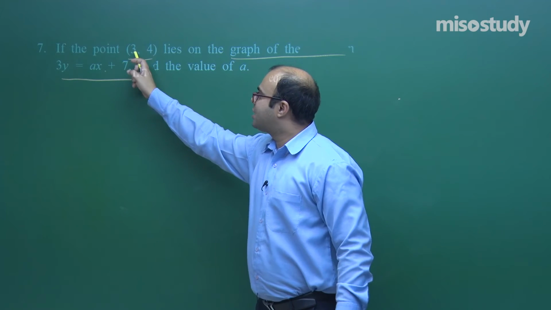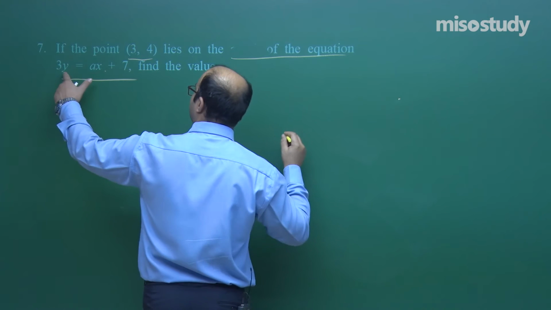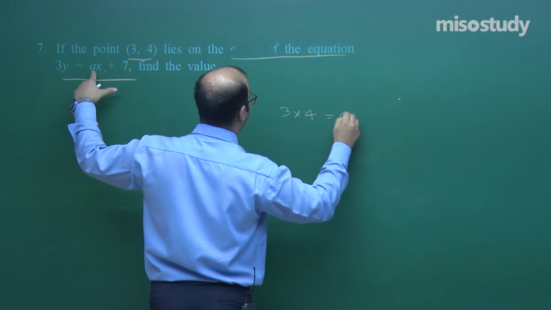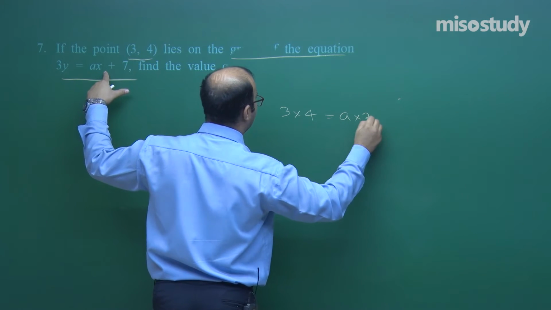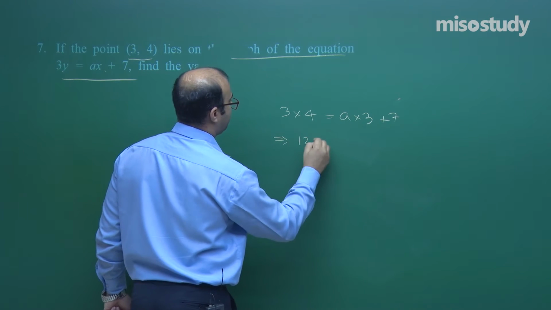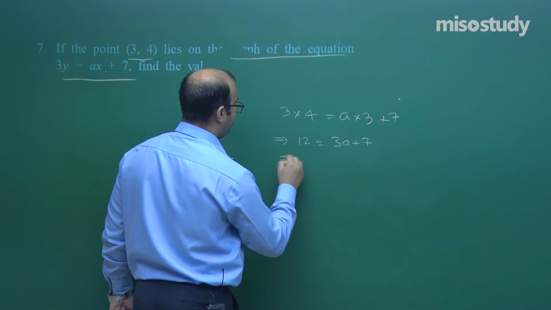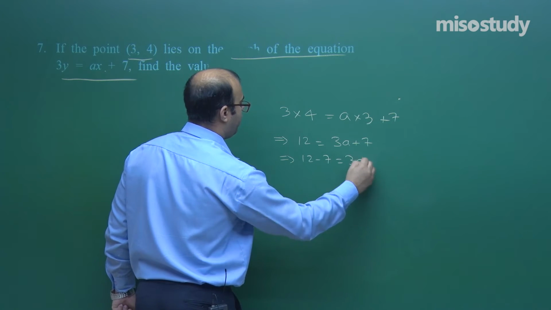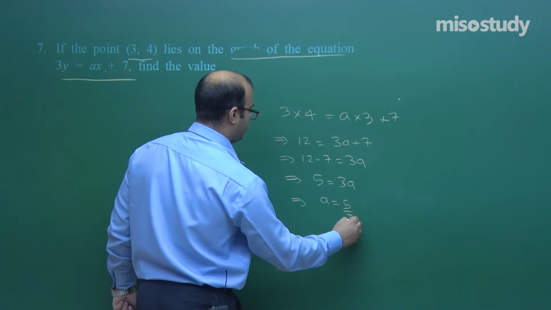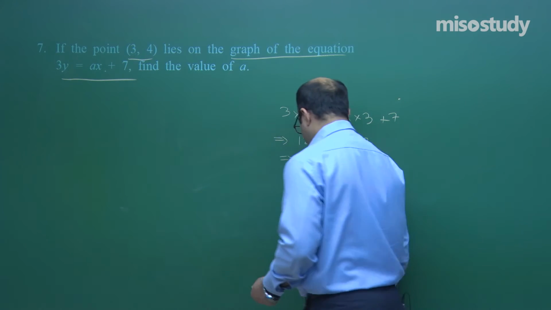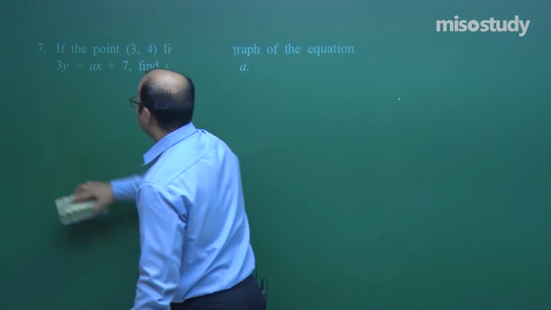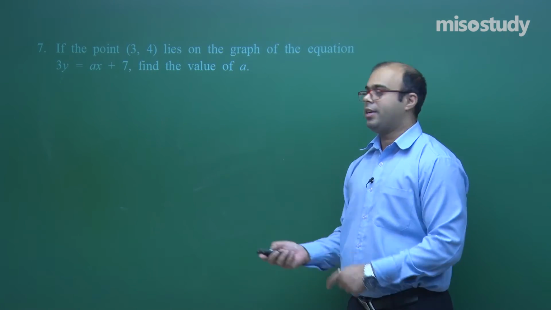So, if this satisfies x equal to 3 and y equal to 4, let us put x equal to 3 and y equal to 4. This will become 3 into 4, y is 4, is equal to a, x is 3. First we take x, then we take y. This is x, this is y. So, 3a plus 7. This implies 12 is equal to 3a plus 7, which means 12 minus 7 is equal to 3a, which means 5 is equal to 3a, which further means a is equal to 5 by 3, students. So, this will be our answer. So, this was a similar question and we have to understand that a point satisfies an equation if it lies on the line represented by that equation.